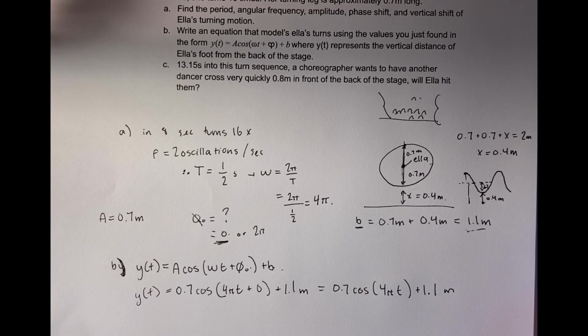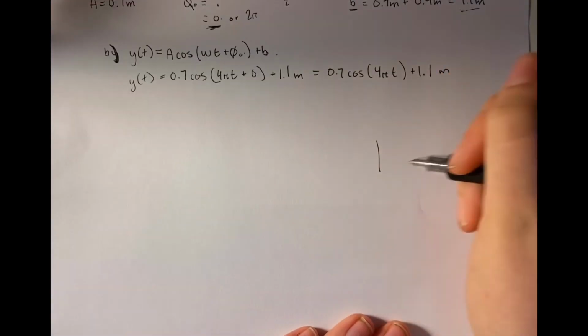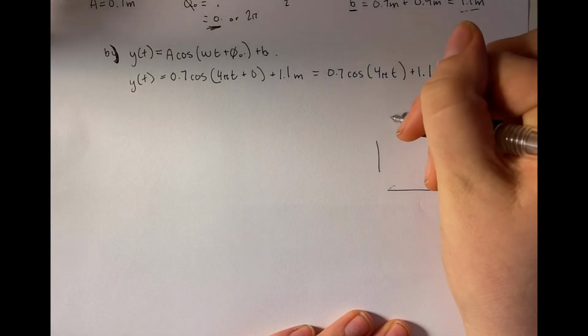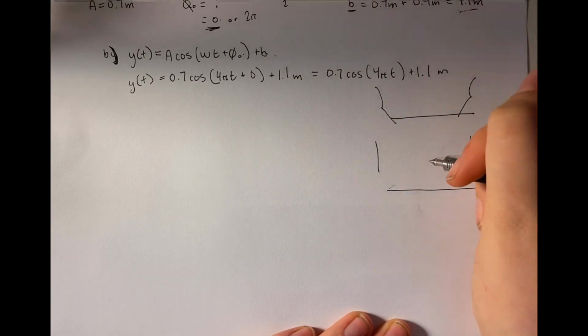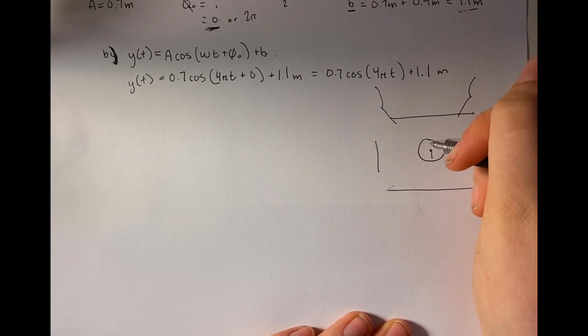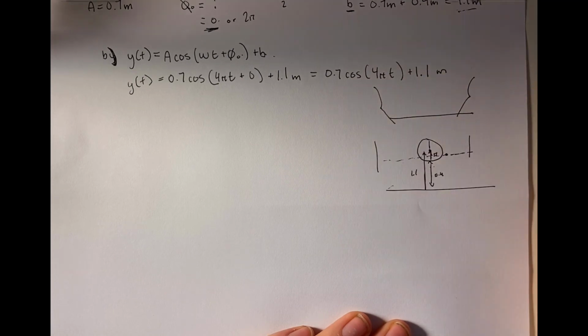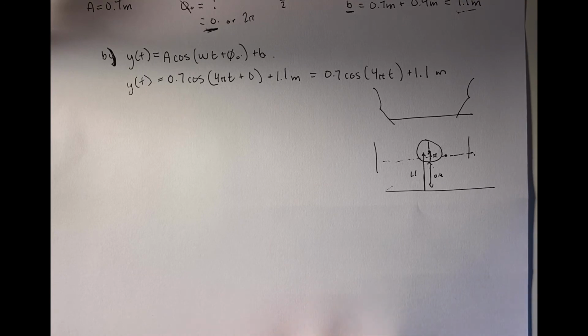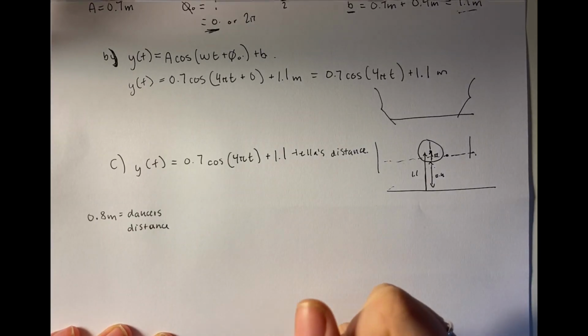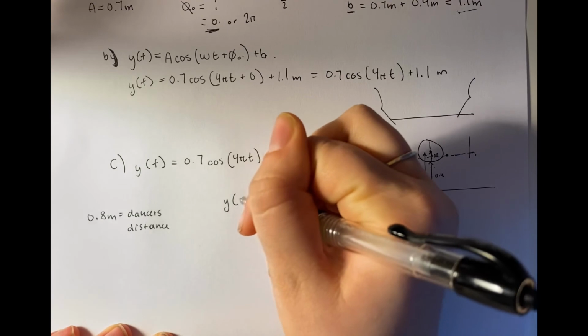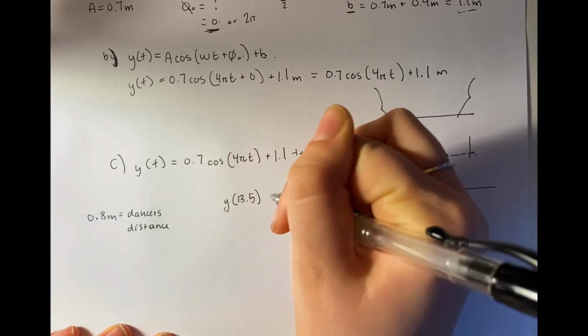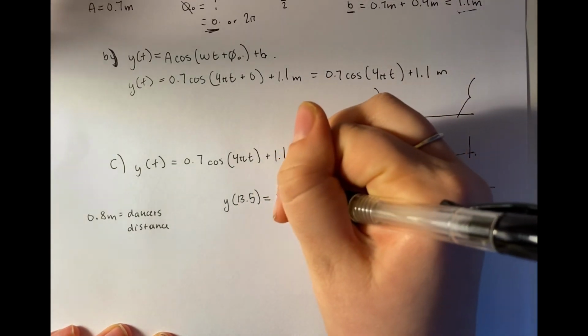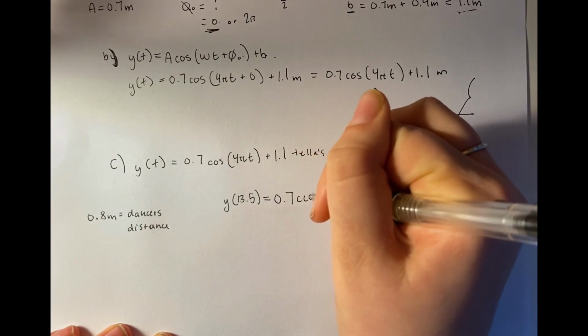For the final part of the question, all we have to do is determine where Ella's foot will be in relation to the back of the stage at this specific time. Once again, let's draw a picture to visualize. Ella will be in the center, and the dancer will be somewhere in between Ella's circumference and the back of the stage. We know the second dancer's distance to be 0.8 meters, so now all we need to do is find Ella's distance. So all we have to do is plug in this time into the equation that we wrote earlier.